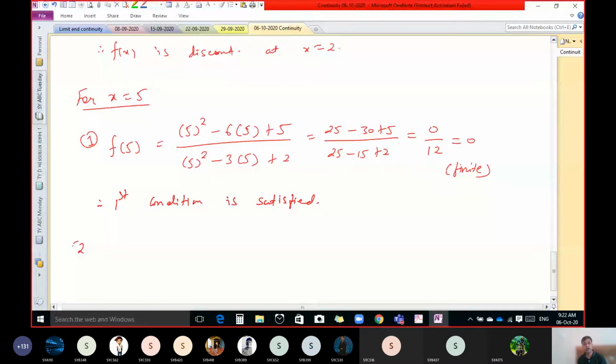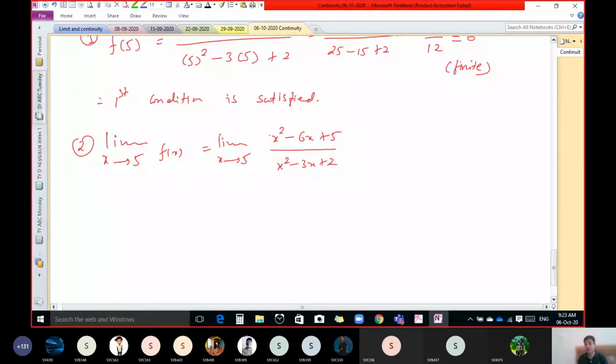Now the second condition, what we have to do? We have to find out the limit as x tends to 5 of f of x. But our function remains the same: x square minus 6x plus 5 upon x square minus 3x plus 2. Now this is the simple question of limit. In limit, what we have to do is put x equal to 5 first of all. If we get 0 by 0, then we have to do further steps. Otherwise, whatever we have, that is the answer.